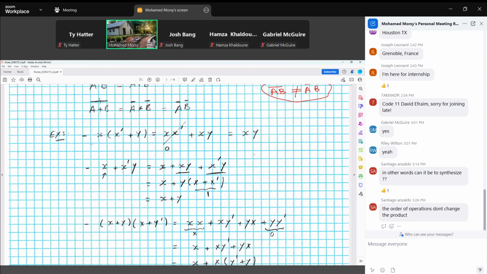If we look quickly at this, X inverted plus Y, we have an OR gate for this, then we have an AND gate to get the whole thing. But here, just one gate, an AND gate only, with inputs X and Y.